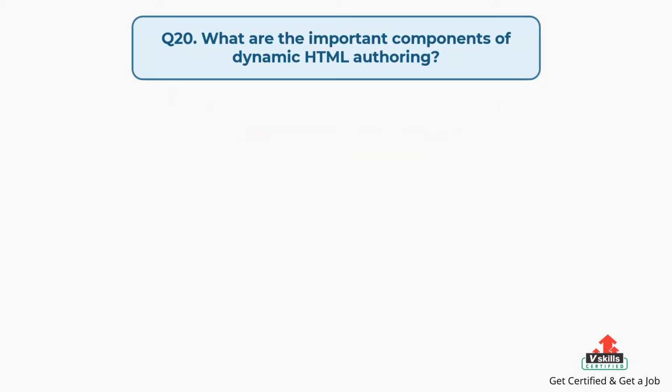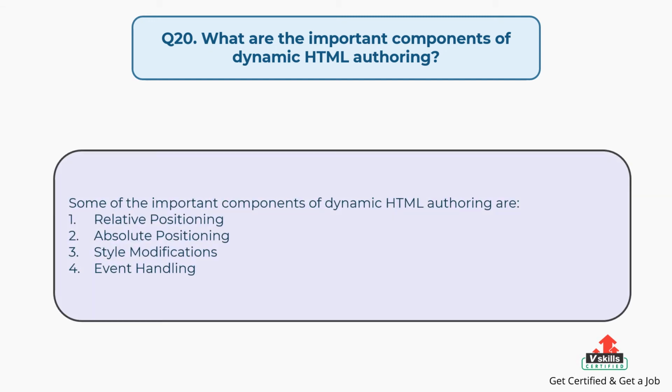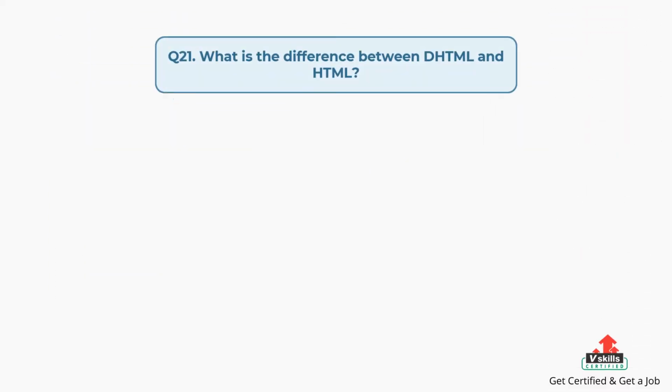Question number 20. What are the important components of dynamic HTML authoring? The answer is, some of the important components of dynamic HTML authoring are: first, relative positioning. Second, absolute positioning. Third, style modifications. Fourth, event handling.